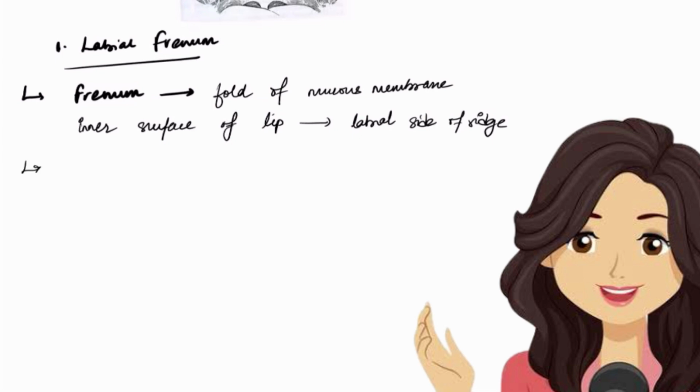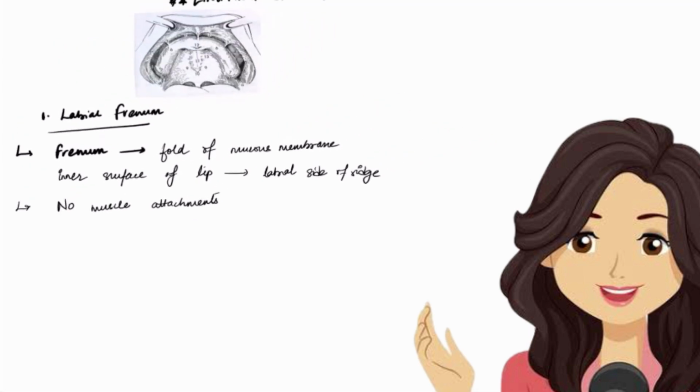Now, this particular frenum has absolutely no muscle attachments. So, because there are no muscle attachments, the movements are also very restricted. Hence, you give an I-shaped relief in your maxillary denture. So, the relief would look somewhat like this. You give an I-shaped relief in your maxillary denture for the labial frenum because it has no muscle attachment.